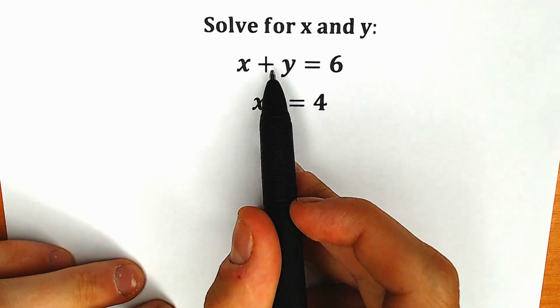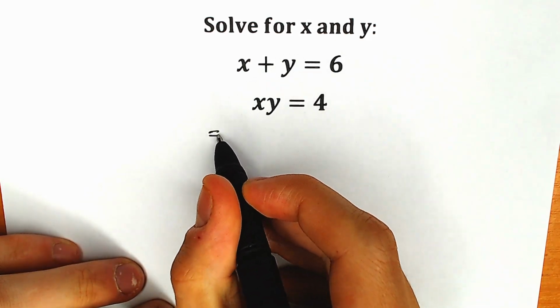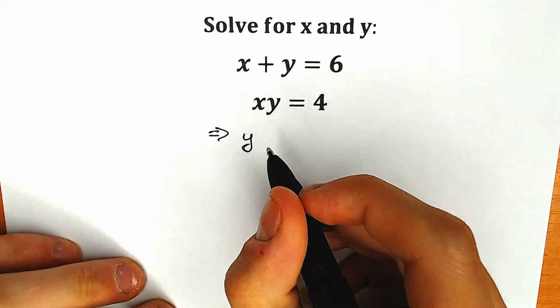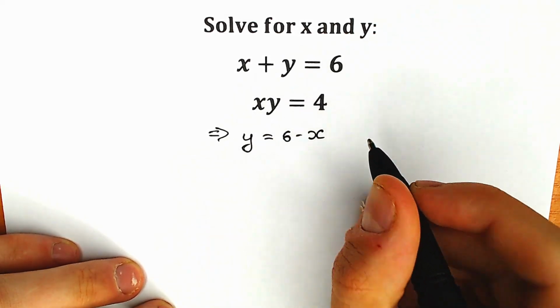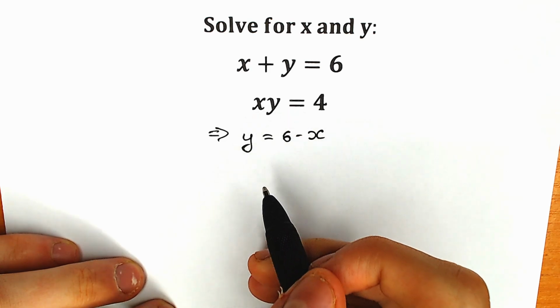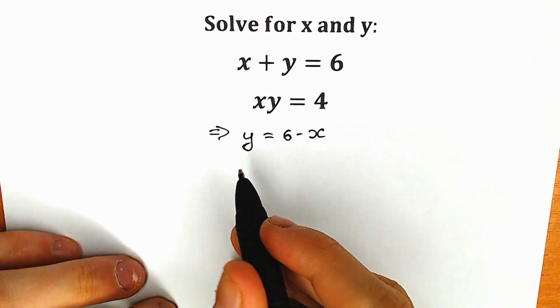So first of all, let's express from the first equation our y. Okay, let's do this right now. This is our first step. As a result, we have that our y equals 6 minus x. Right now, let's plug this y into the second equation. So instead of this y, let's plug in 6 minus x.